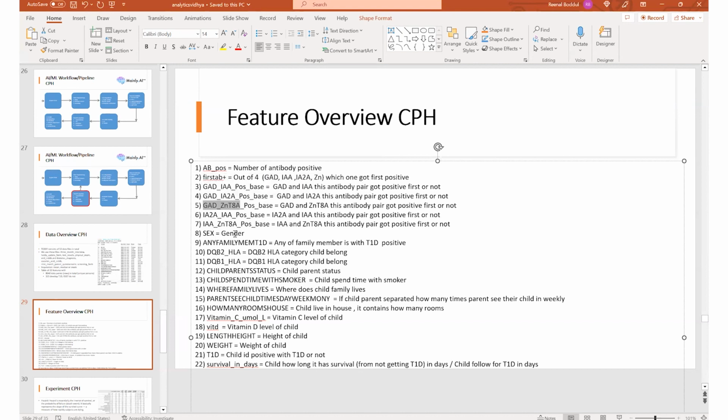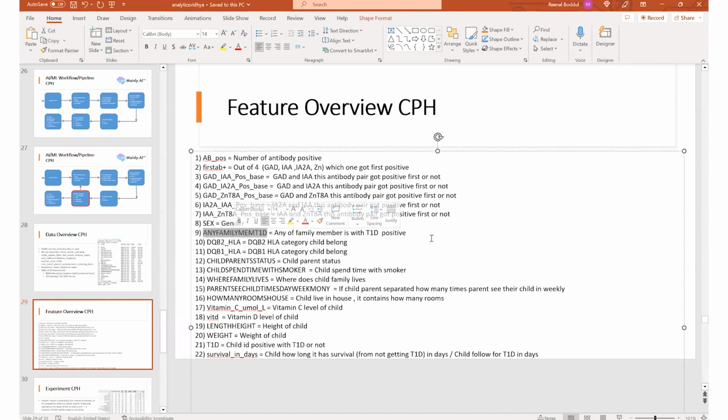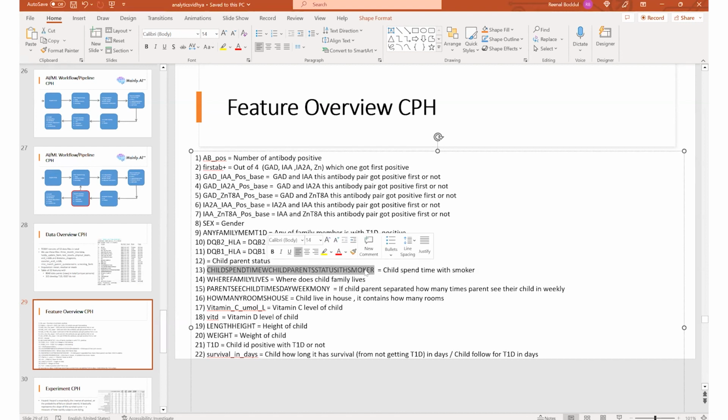Then we have gender, and whether any family member has the condition, which data we use. Then DQB2, an HLA category, which tells which HLA category the child belongs to. This is a second HLA category, also a feature we use. Then the child's parent status: whether the parents are married, separated, or living together. Then we use the feature of whether the child spends time with a smoker or not, and where the child lives, whether on a farm, in the city, or in a village. Those are the features we have used.